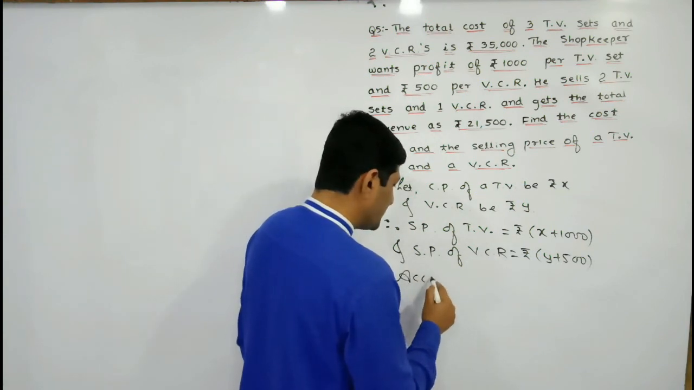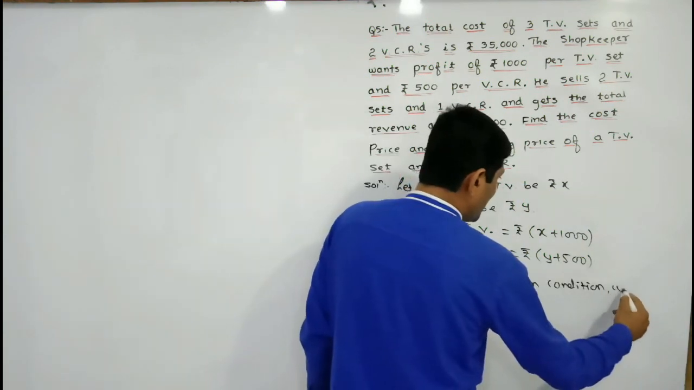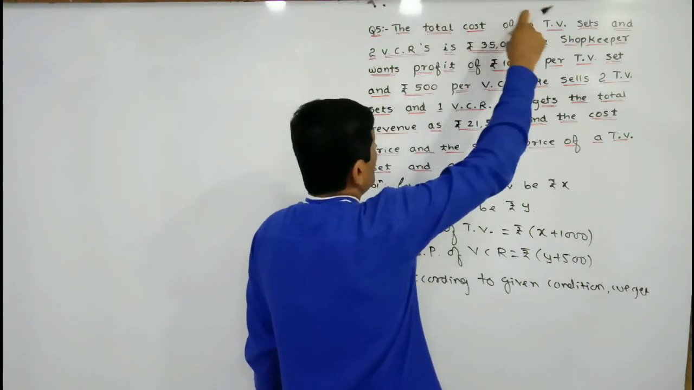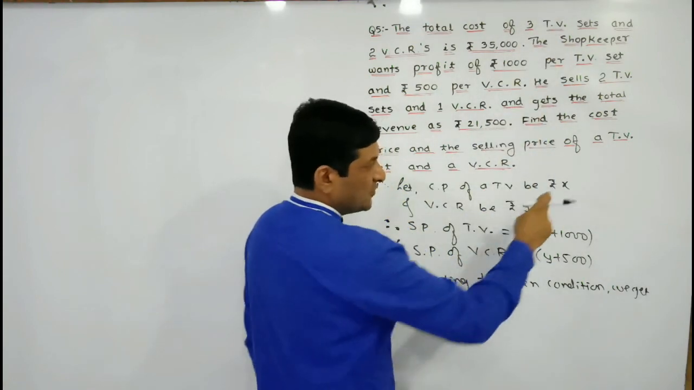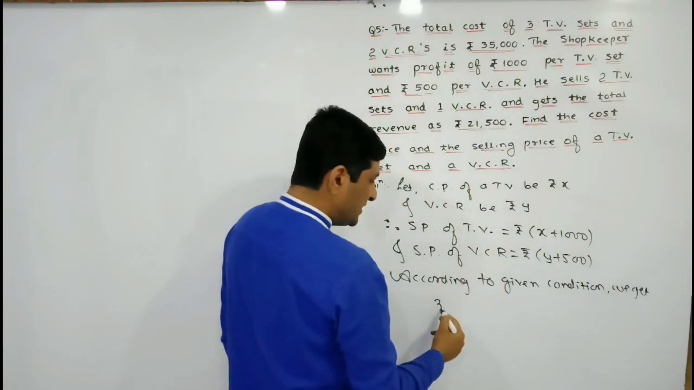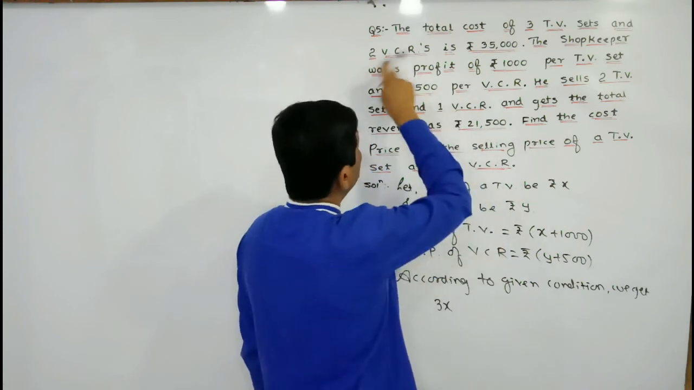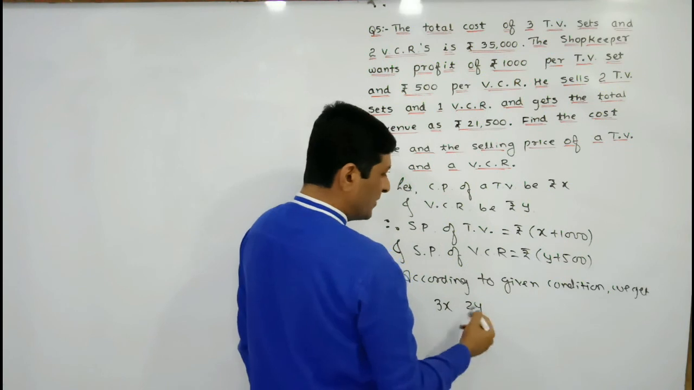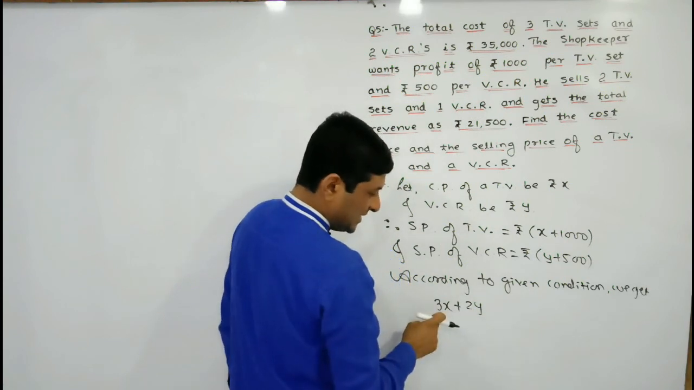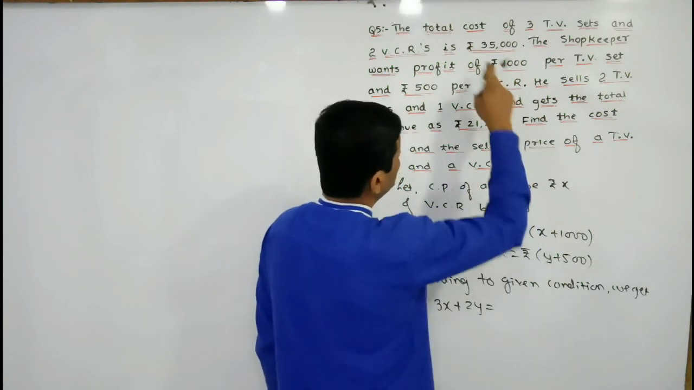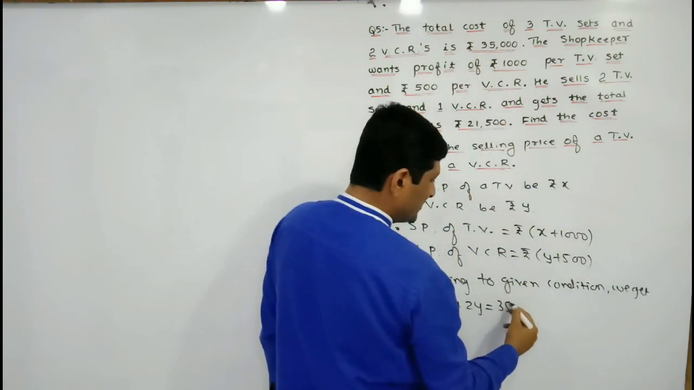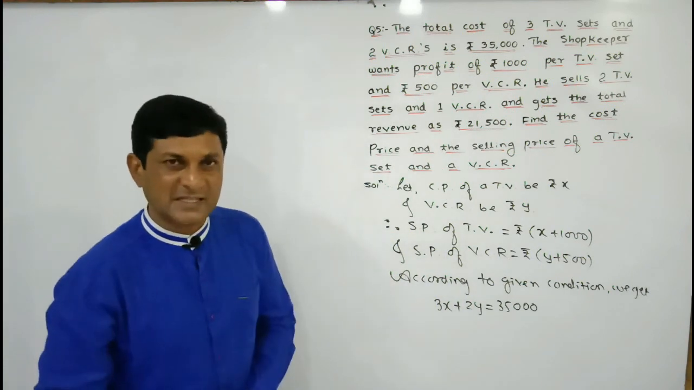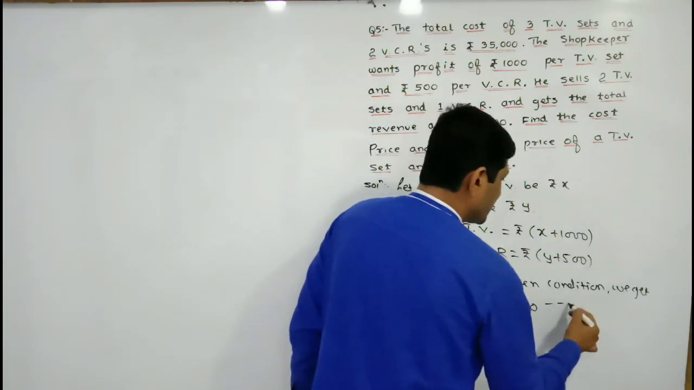So according to the given condition, let us see what we will get here. What is the first condition? The total cost of 3 TVs. Cost of one TV is rupees X, so cost of 3 TV will be 3X, and 2 VCR, cost price of one VCR is rupees Y, then 2 VCR will be 2Y, and the cost price of these 3 TVs and 2 VCR is equal to 35,000. It is given to us. In this way we have got the first equation using the first condition in the example. Let us denote it by equation number 1.